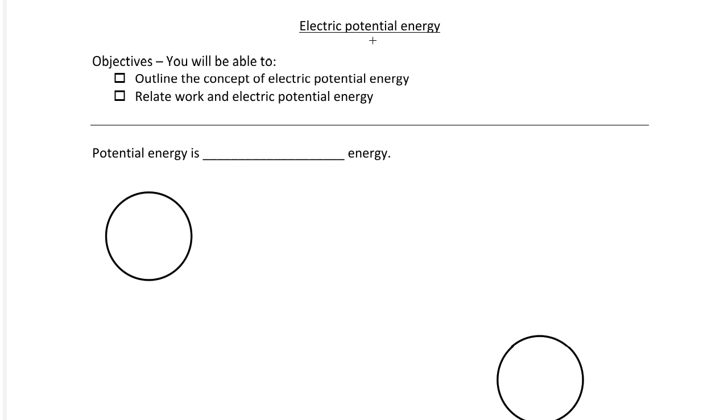In this lesson, we'll talk about electric potential energy, and here are your objectives. Now remember that potential energy in general is positional energy. It's energy that is stored in a system as a result of the relative position of two or more objects.